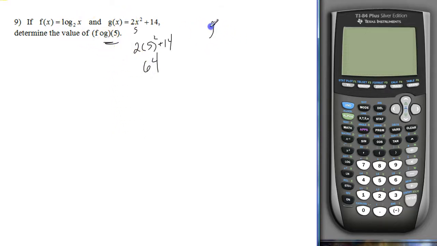Now this is where it gets a little tricky. So now it's log base 2 of 64. Now there are 2 ways to do it. You could go like this. One way, set it equal to x: base, exponent, answer. And you can just mess around with this, and you get x equals 6. Or take the log of both sides.